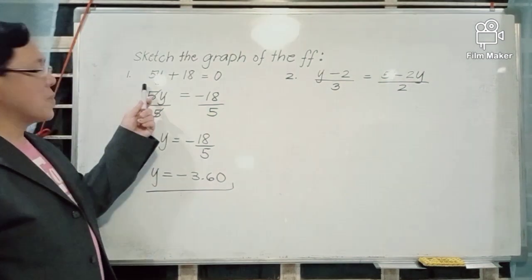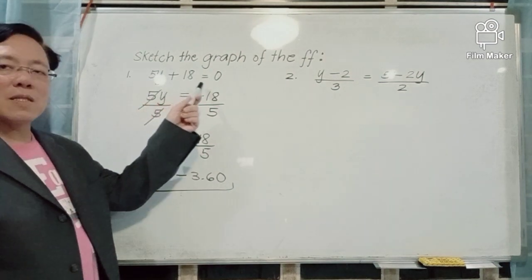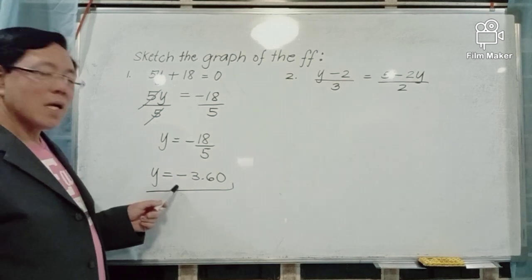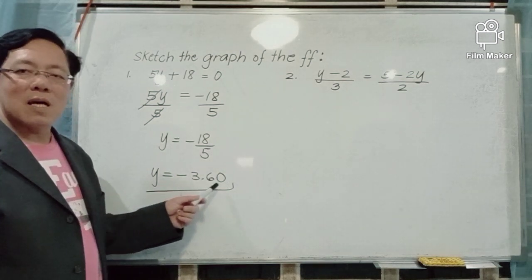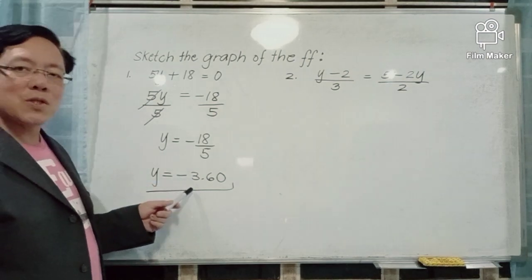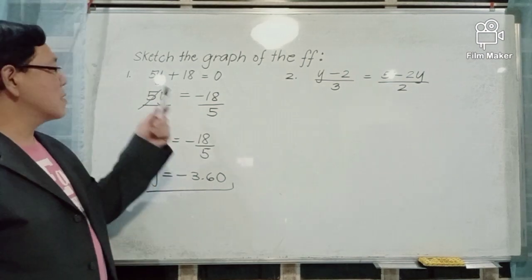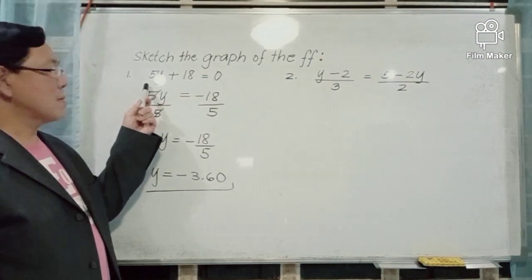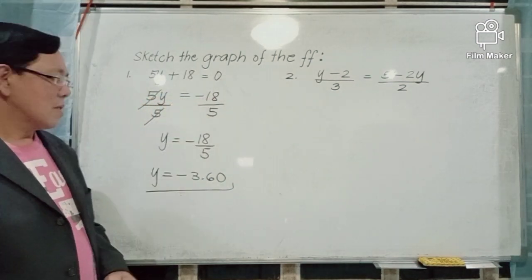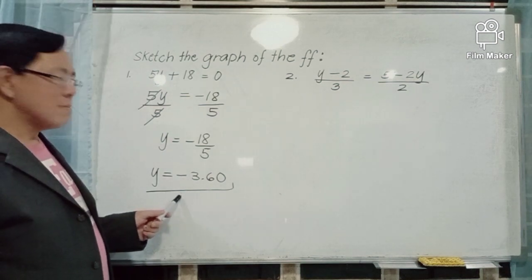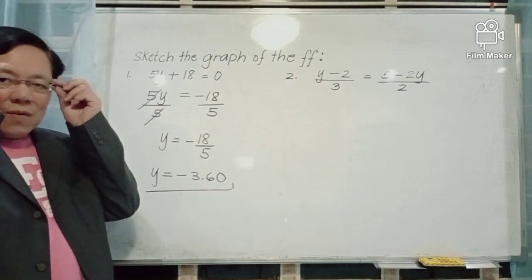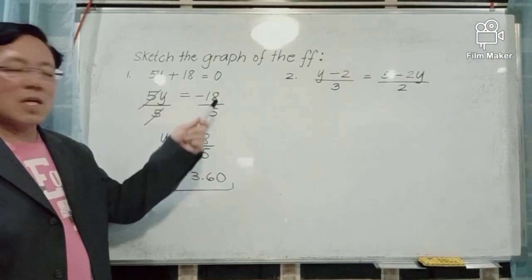So the solution of this linear equation, 5y plus 18 equals 0, is y equals negative 18 over 5 or negative 3.60. And you can check that by substituting negative 3.60 into this equation. And when you simplify, the sum should be 0. But the use of this solution is to sketch the graph of this linear equation in y.